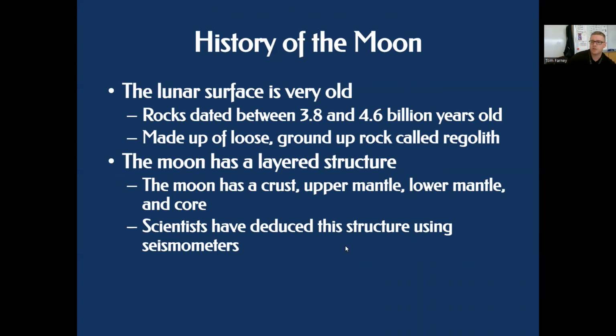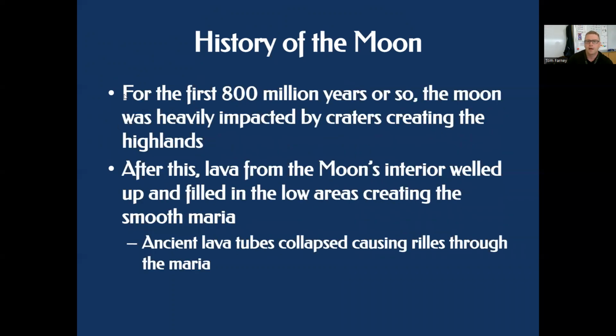How do scientists know this? Well, they knew this using seismometers. It's the same way that we know the different layers of our material on Earth. The P and the S waves, different types of waves, are able to go through different types of materials. So this is how we know the moon is structured. We use similar mechanisms on the moon that we've used on Earth to figure out what's going on at the different layers. For the first 800 million years or so of the moon's life, it was heavily impacted by craters, creating those highlands and the Maria underneath it.